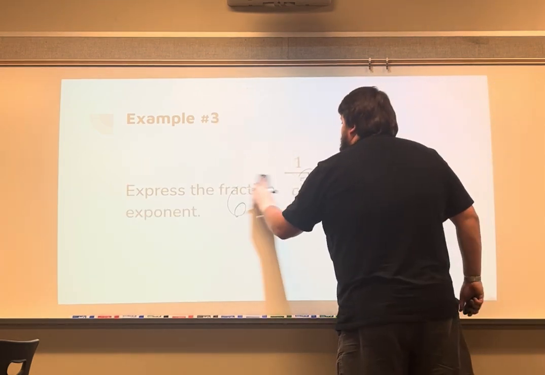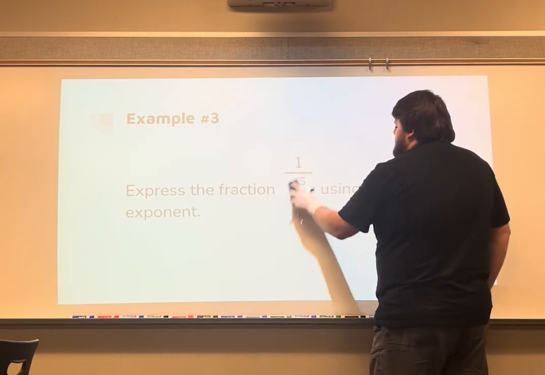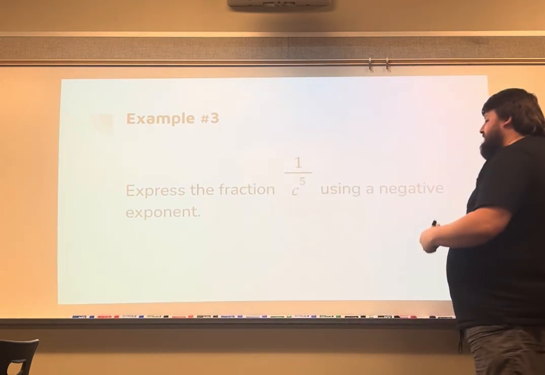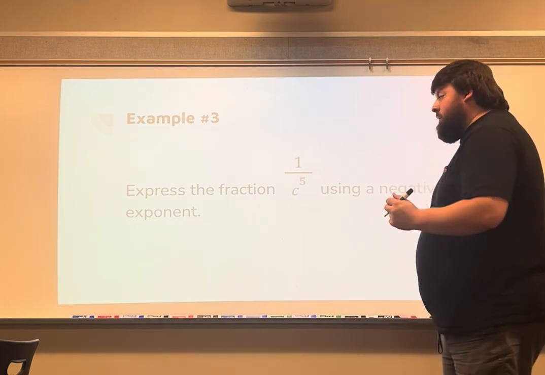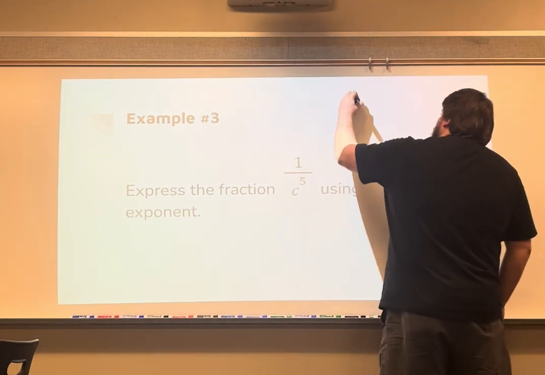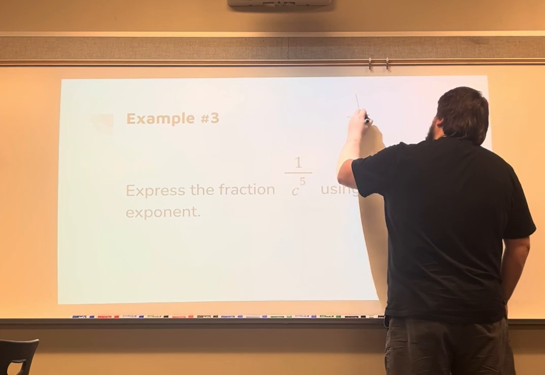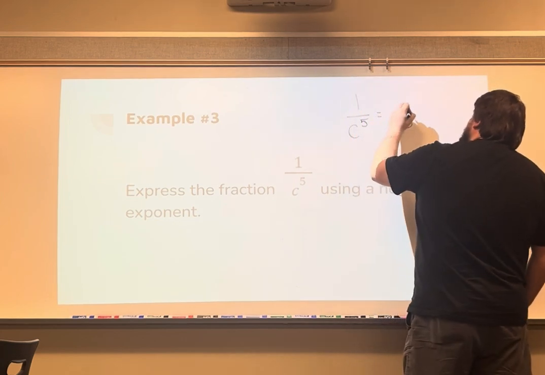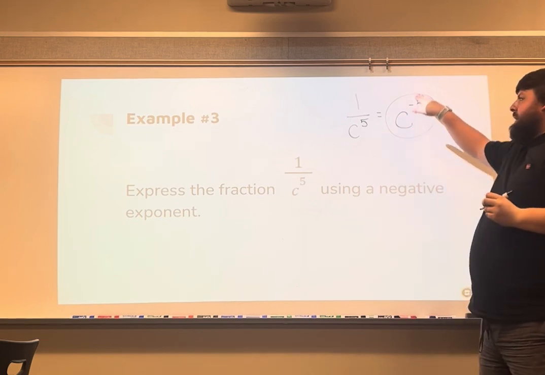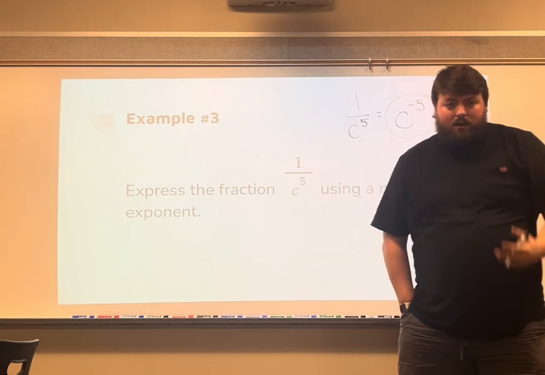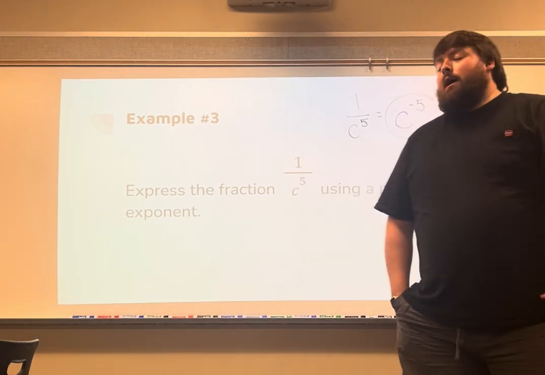Example 3 does the opposite. We're given 1 over c to the 5th, and we need to write that using a negative exponent. If we reverse what we just did, that becomes c to the negative 5th. See how we have a negative exponent. That's what we're wanting.